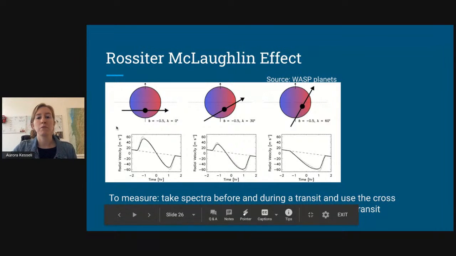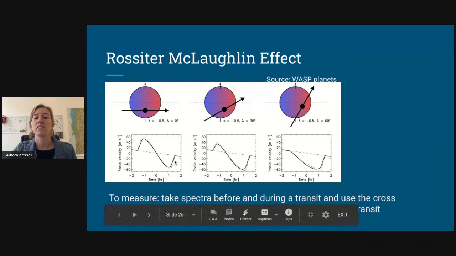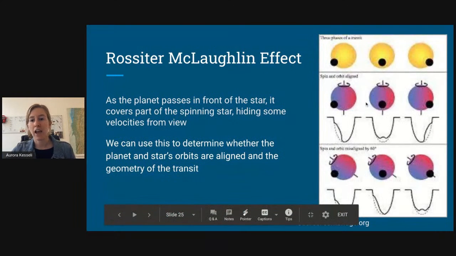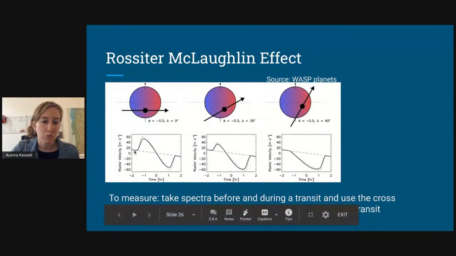So on top of the long-term periodic trend, you're going to see this wiggle as the planet transits in front of the star. If we have this aligned situation and the planet blocking the blue light first, when we do a cross correlation, all of the lines are going to look like they're slightly red-shifted. So that's what we see here.